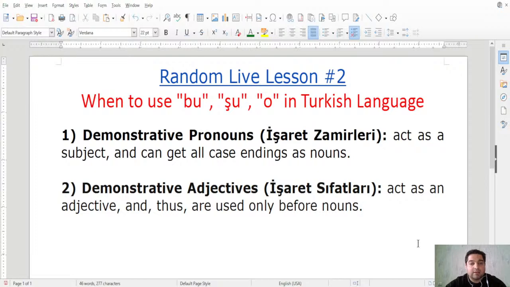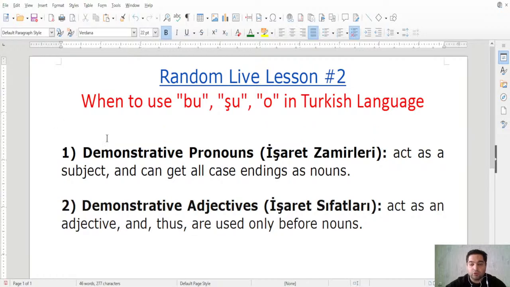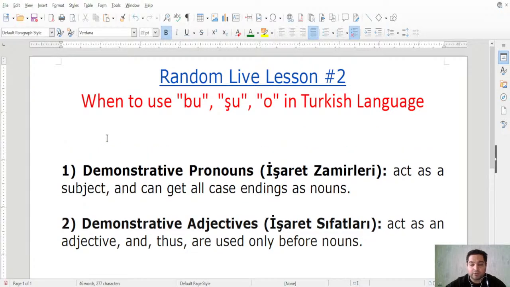Demonstrative pronouns act as a subject, basically as a noun, therefore they can get all these endings as nouns get. When it comes to demonstrative adjectives, they only act as a word preceding a noun, so they are really adjectives, okay? Now, before we explain these two big roles of bu, şu, o, let's look at their meaning first.